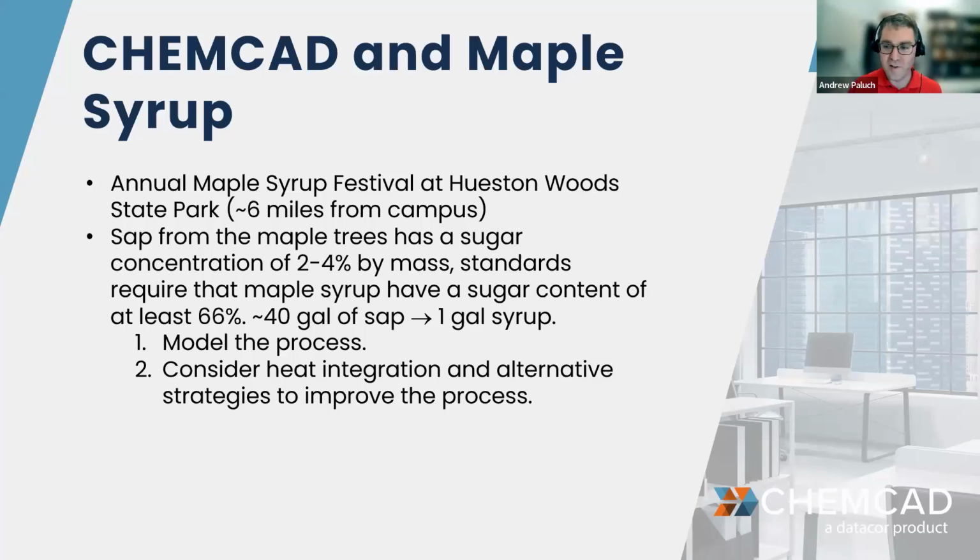So it's a great festival in general. But as a chemical engineer, it's really fun, right? It's fun in that we get to go experience the process of maple syrup production. When you go to the park, you can experience the collection of sap from the maple forest. We learn from the rangers that the sap being collected is 2 to 4% sugar by mass, and that standards require that for finished maple syrup, they need to concentrate that down to at least 66% sugar by mass. Approximately, it takes 40 gallons of sap to make 1 gallon of finished maple syrup.